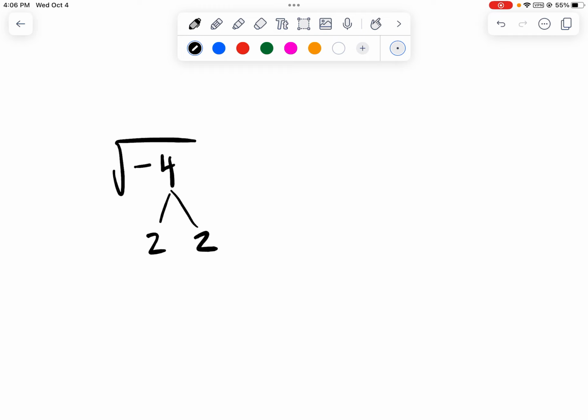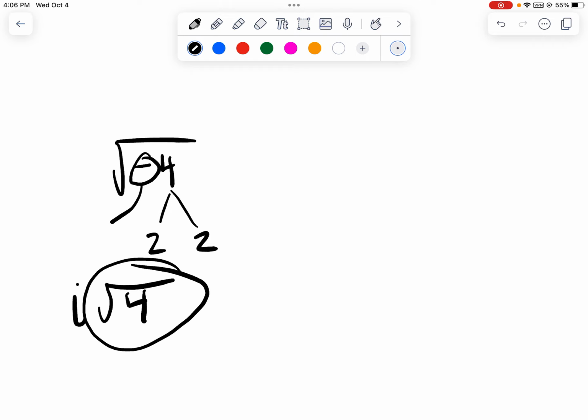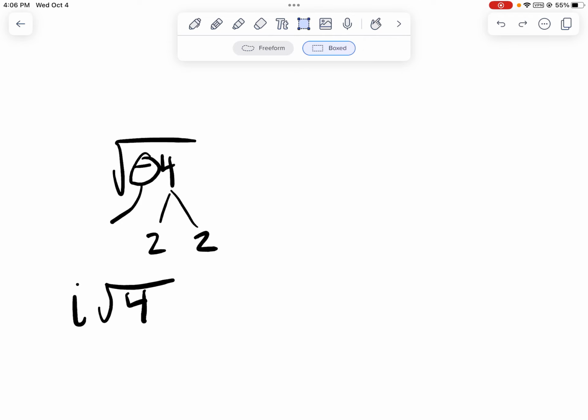And that's why complex numbers exist, because they allow you to take the negative out as an i. So it's i times the square root of 4, so your square root can simplify normally.